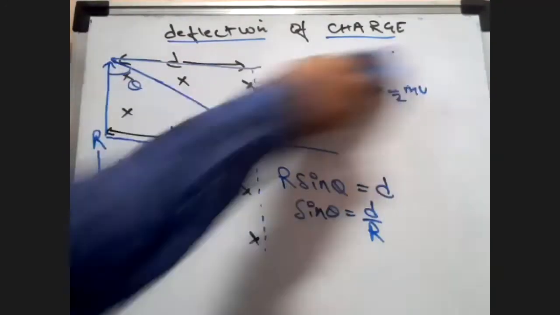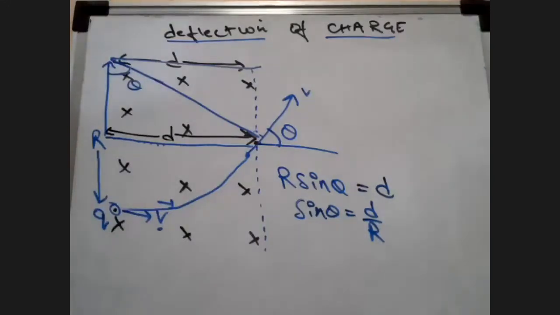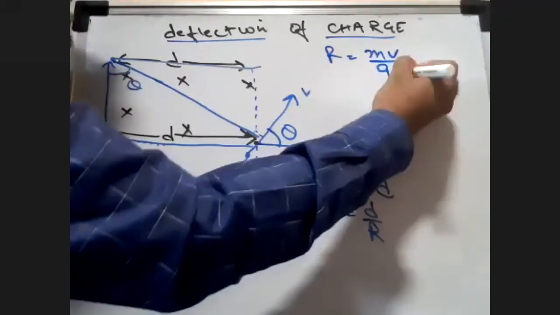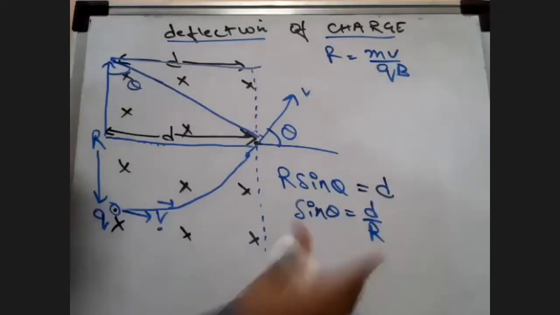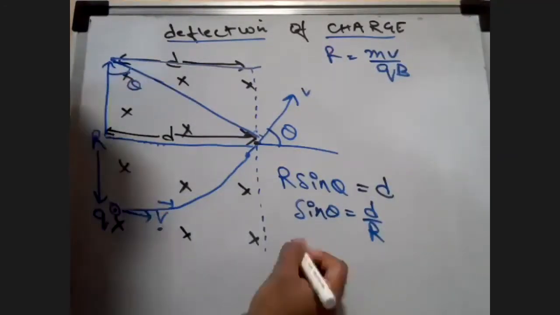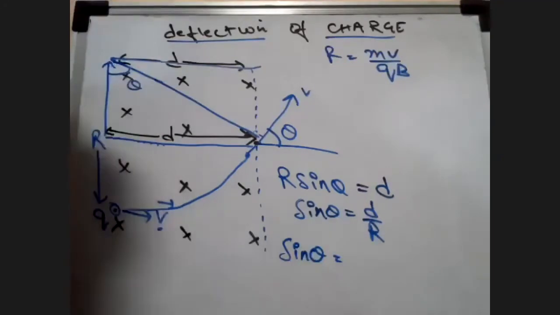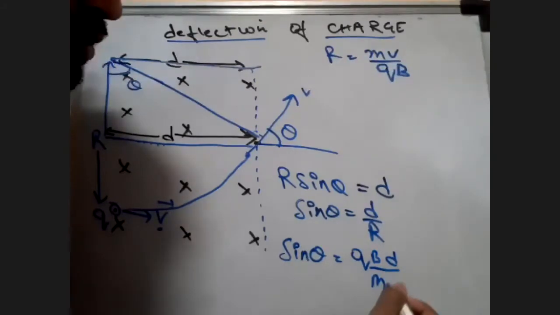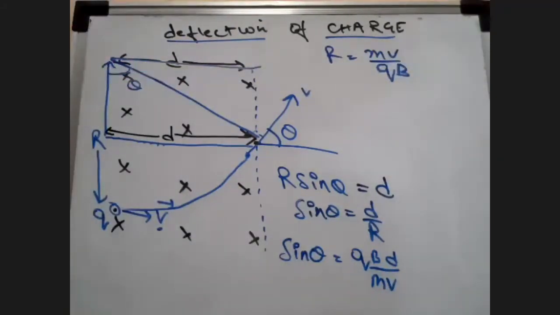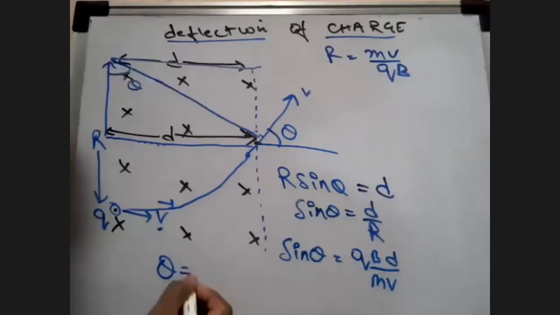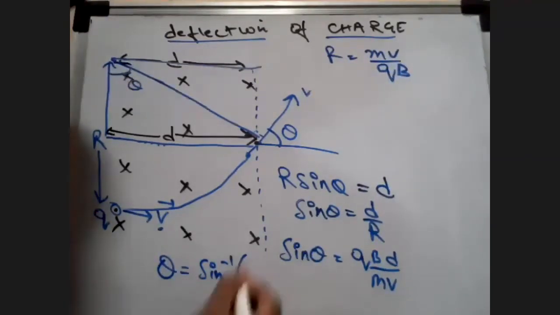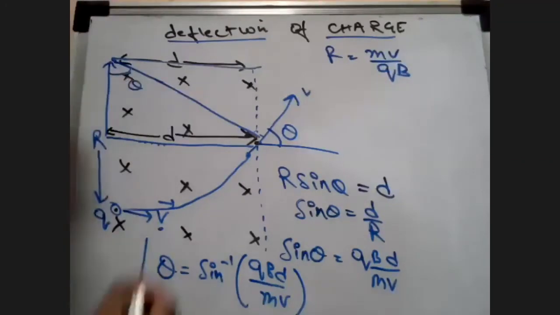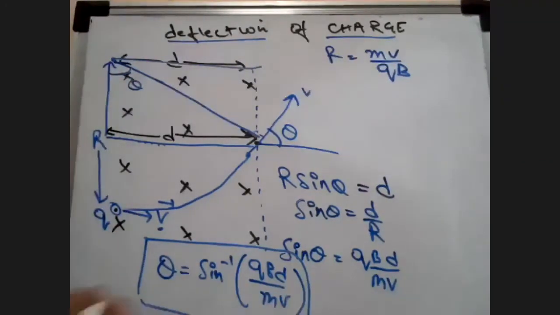Without wasting much time, because I have many further concepts, we know that r is equal to mv upon qb. Substitute it here. What will you get, students? Sine theta is equal to what? Will you get qBd upon mv? Yes, sir. In that case, theta will be sine inverse of qBd upon mv. This is called the deflection of charge.